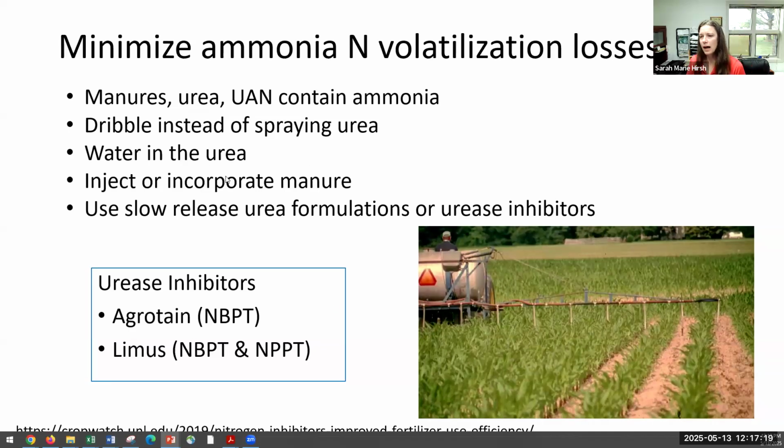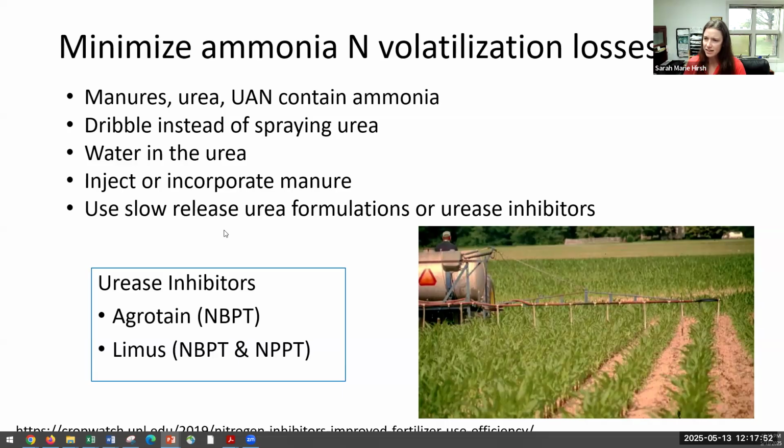Ideally, urea will be applied right before a rain event or irrigation. We really want to get that watered into the soil, or if we have the ability to inject the manure or the urea, that's great, or to incorporate. Pretty common now are the slow release urea formulations or the urease inhibitors as well, which are two different mechanisms to prevent that ammonia from volatilizing.